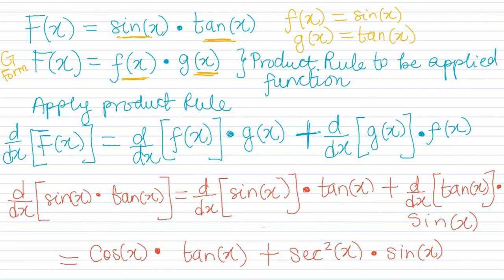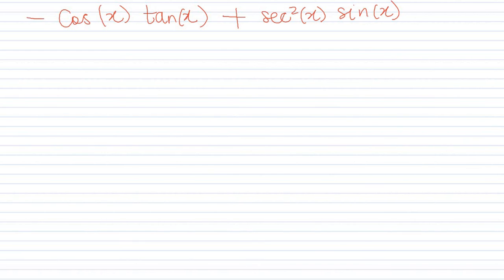So let's go to the next page and continue with the solving here. So we have cosine of x tan x, right? Since that's what we're doing, plus secant square x sine x. So when we do that, we can leave our answer like this. We've actually done what is required of us, but as you guys know with my videos, if we're dealing with trig functions, I like to break it down into something a lot neater.